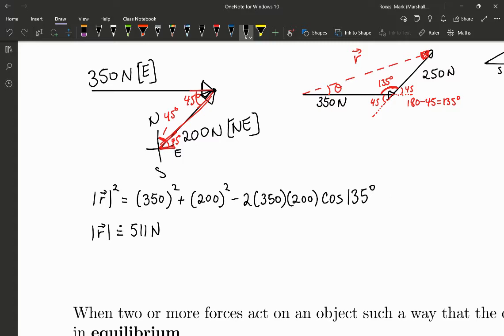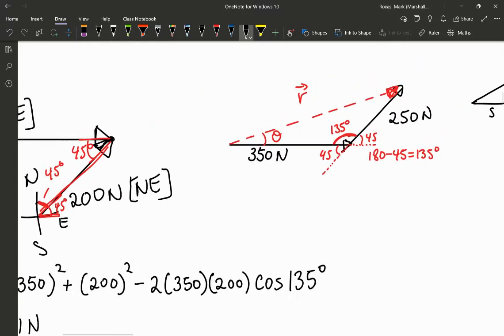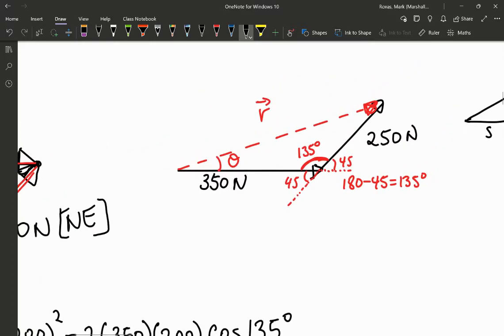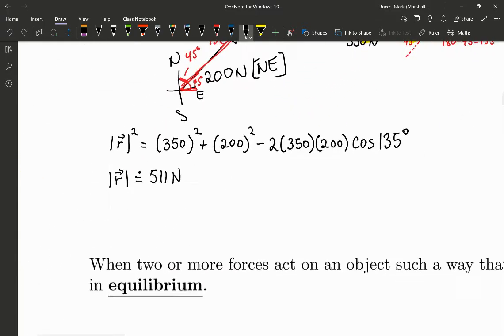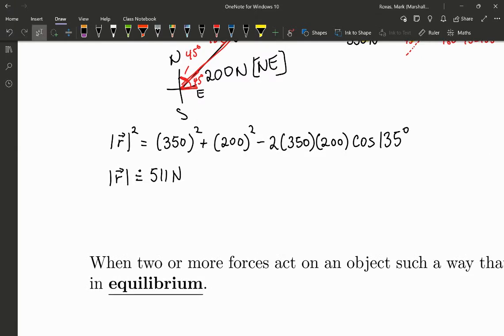I do need the angle, so I need theta. Let's go back to our diagram here. How do I find theta? We have more information now. We have a resultant, 511, and we have other angle information, so we can now use a sine law. I have a side and its opposite angle, and I'm looking for an angle, and I have its opposite side. So 250 newtons is the opposite side. So I'm going to use the sine law. Again, you might need to go back and review sine law as well.